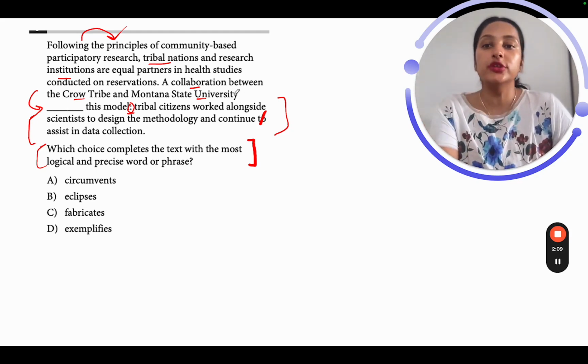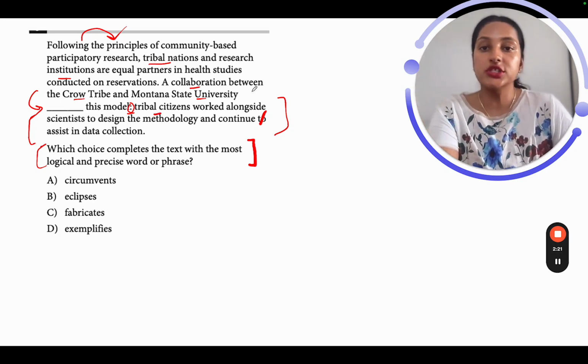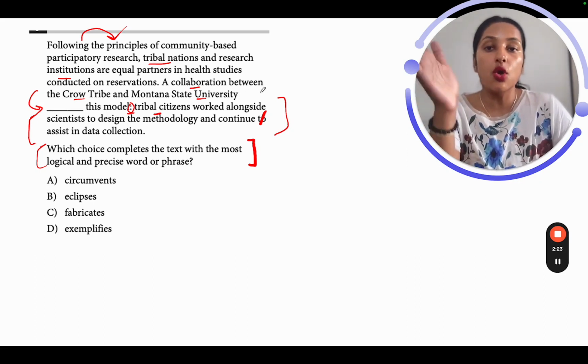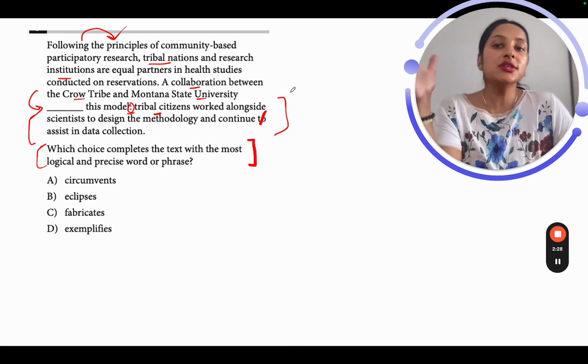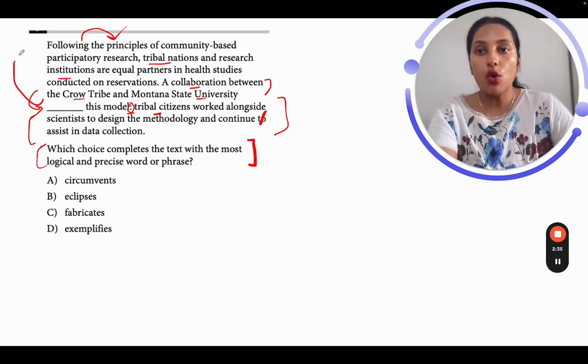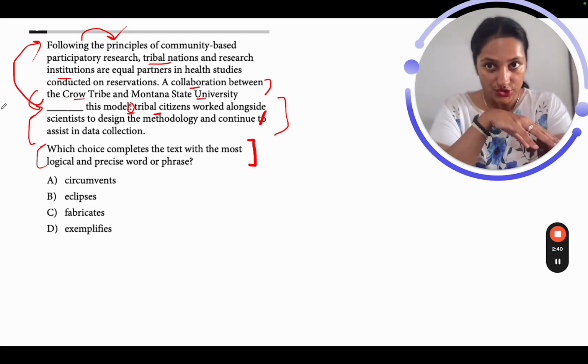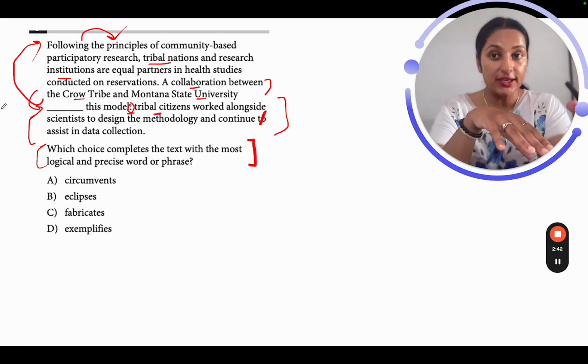So what are they doing to this model? Let's understand that. Tribal citizens worked alongside scientists to design the methodology and continue to assist in data collection. So tribal citizens and this university, they're working together. They're working alongside the scientists, which means they're working together, correct? This gives us an understanding that this collaboration between the Crow tribe and the Montana State University is basically also following the principles of the community-based participatory research. They are also following those guidelines, correct?